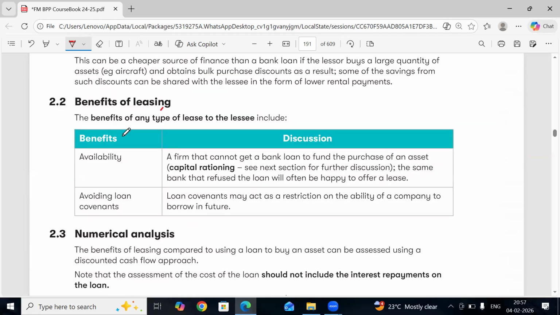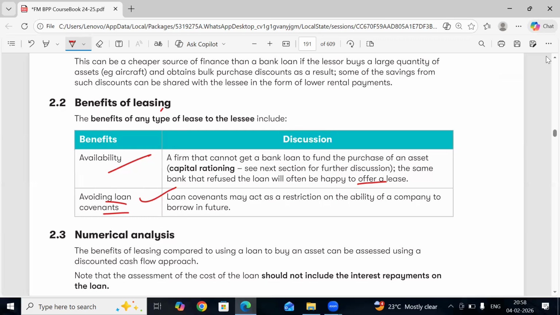Benefits of leasing have been done. See, first of all, it is available. A firm that cannot get a bank loan to fund the purchase of an asset, the same bank that refused the loan will often be happy to offer a lease. And avoiding loan covenants: see, if you take loans, the next loan you can't take very easily. A lot of conditions will be imposed on you. So if you take a property on lease, you can save yourselves from those conditions.